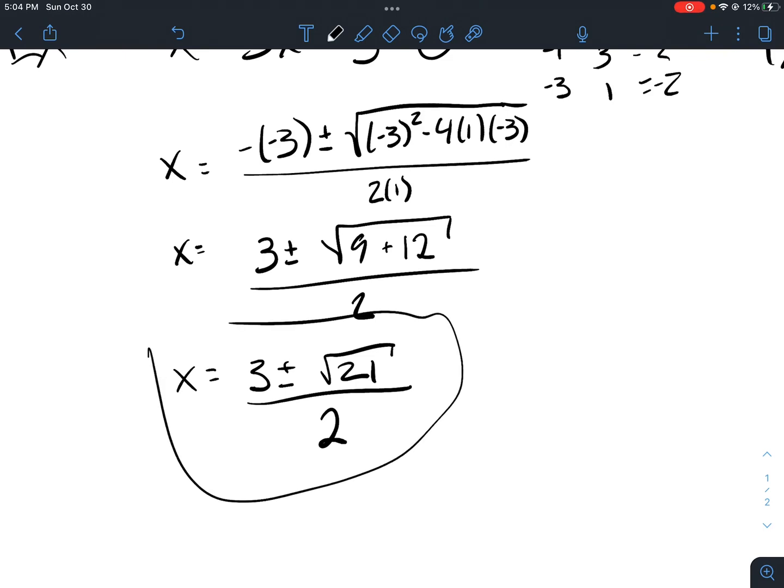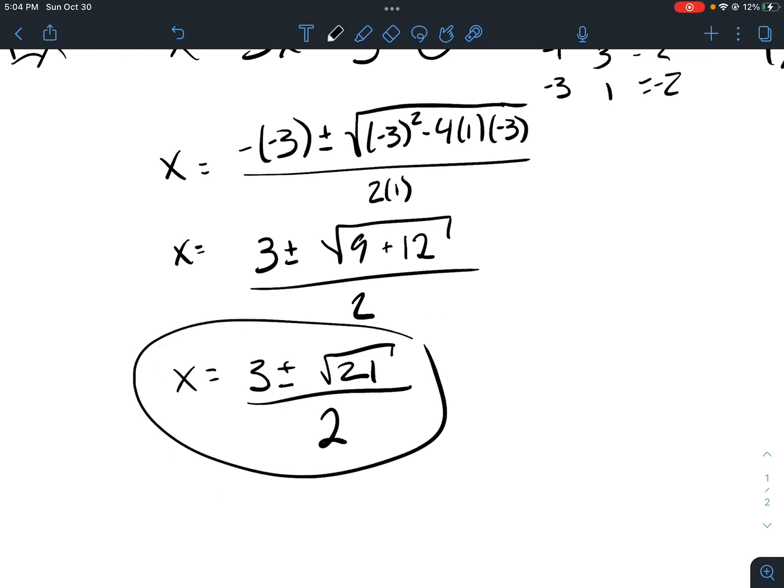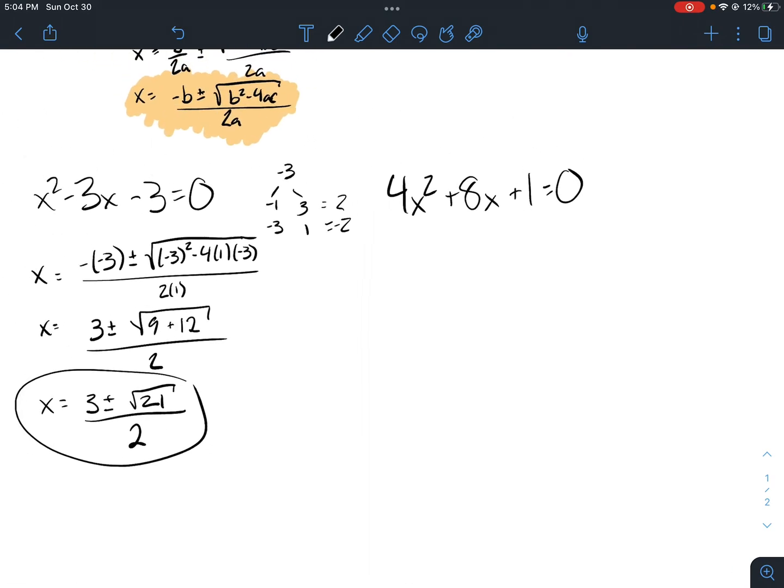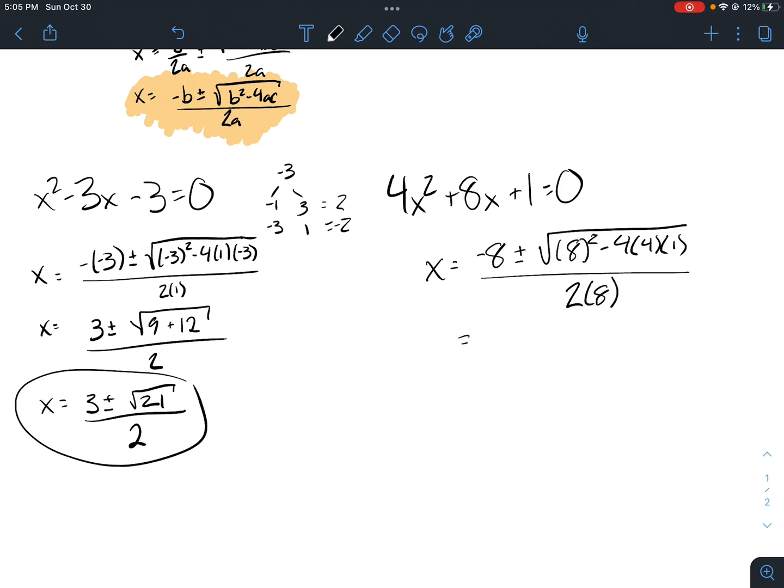So this is our answer there. We can look at our next one. We're going to do the same thing. So we're going to plug in x is equal to negative 8 plus or minus the square root of 8 squared minus 4 times a times c. So that's 4 times 4 times 1. And that's all over 2a. Oops, excuse me. So 2 times 8.